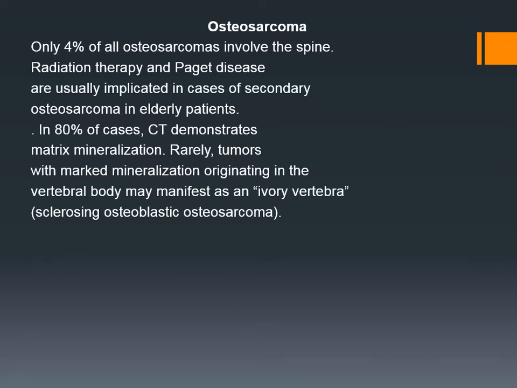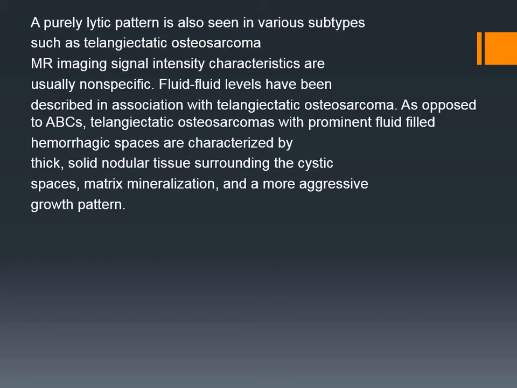Osteosarcoma: only 4% of all osteosarcomas involve the spine. Radiation therapy and Paget's disease are usually implicated in cases of secondary osteosarcoma in elderly patients. In 80% of cases, CT demonstrates matrix mineralization. Rarely, tumors with marked mineralization originate in the vertebral body and may manifest as an ivory vertebra, sclerosing osteoblastic osteosarcoma. An ivory vertebra does not occur only in lymphoma, but also in osteosarcoma and metastasis. A purely lytic pattern is also seen in various subtypes, such as telangiectatic osteosarcoma.